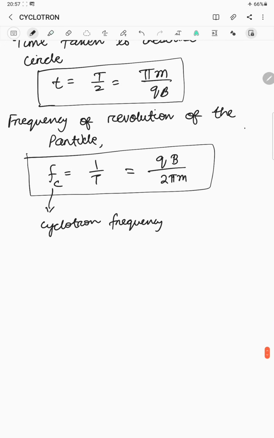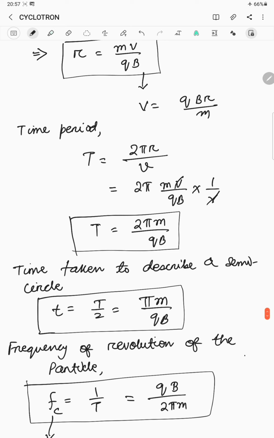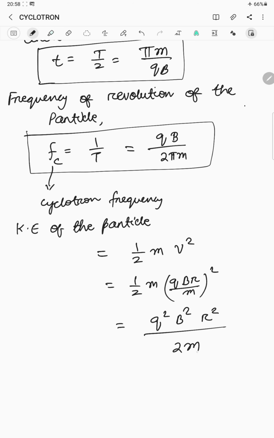Clear? Now, can we find out the kinetic energy of the particle? Yes, we can also find out the kinetic energy of the particle. What will it be? Half m v square. So half m, and v how much? We know v will be equal to qBr by m. So let me substitute qBr by m whole square. One m will get cancelled out. You will be left with q square B square r square divided by 2m. This is the kinetic energy of the particle.